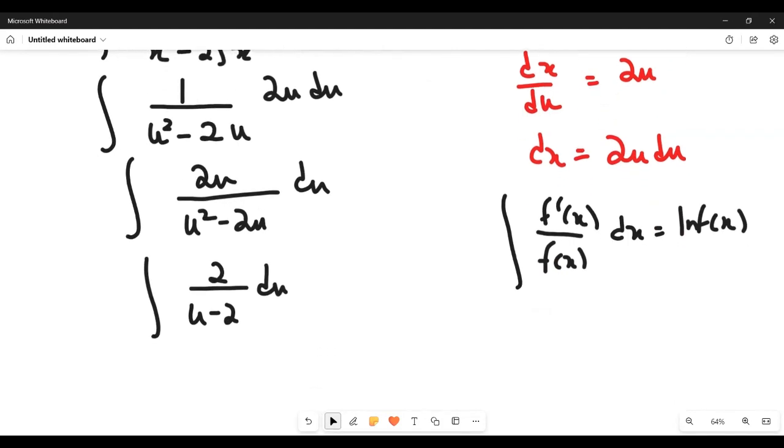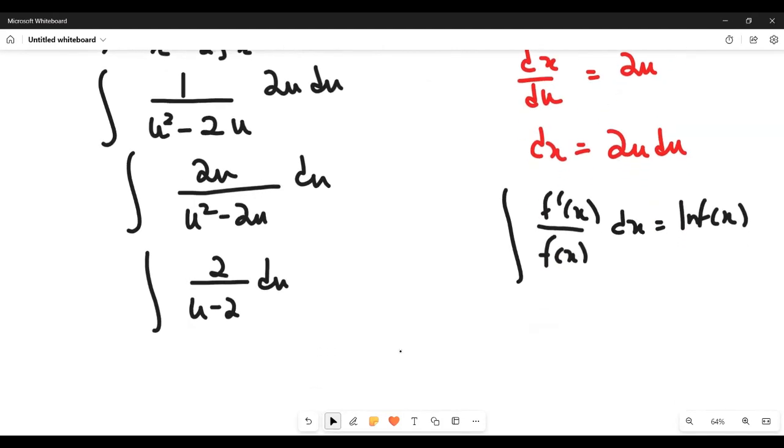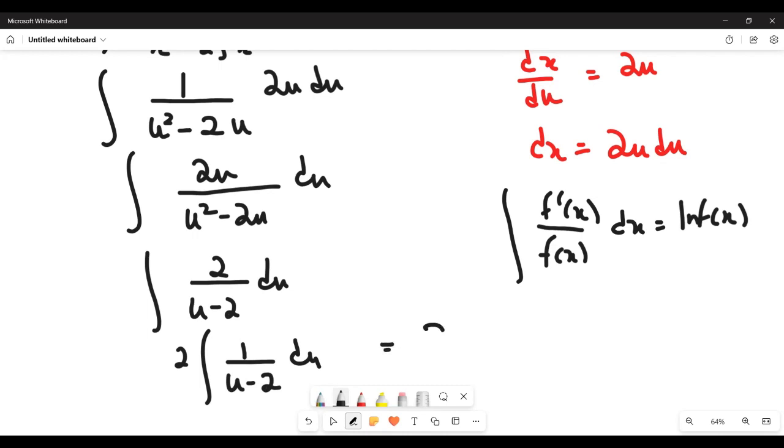So the denominator function is u minus 2. Its derivative is just going to be 1. So numerator already has a 1 in it. What you can do is take out the 2. क्योंकि constant आप integral के sign के अंदर और बाहर कर सकते हो. So we get this and this equals to 2 ln u minus 2 plus c.